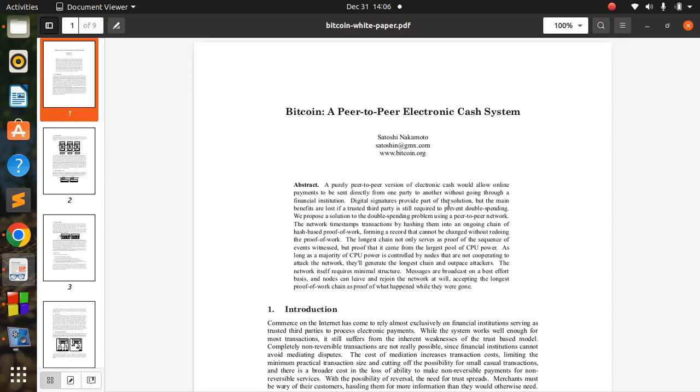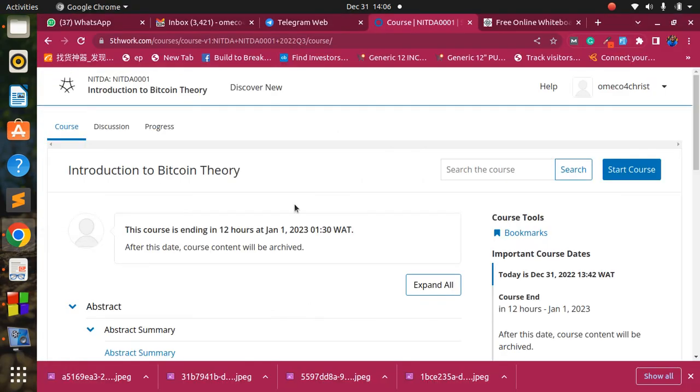Bitcoin, like I said in the previous video, is a digital currency, or let's say money that is digital. So the Bitcoin white paper is the same thing as the course we are doing on Fifth Work. It's just that there are some calculations you would have to do. I would show you how to do that, and there are also some assessments on the platform.